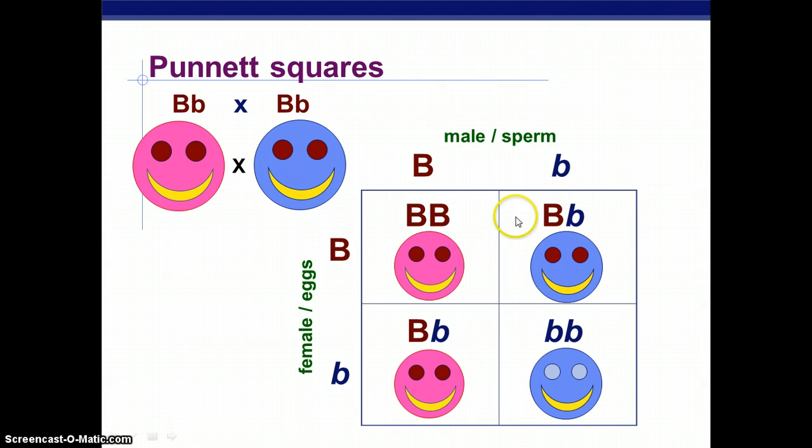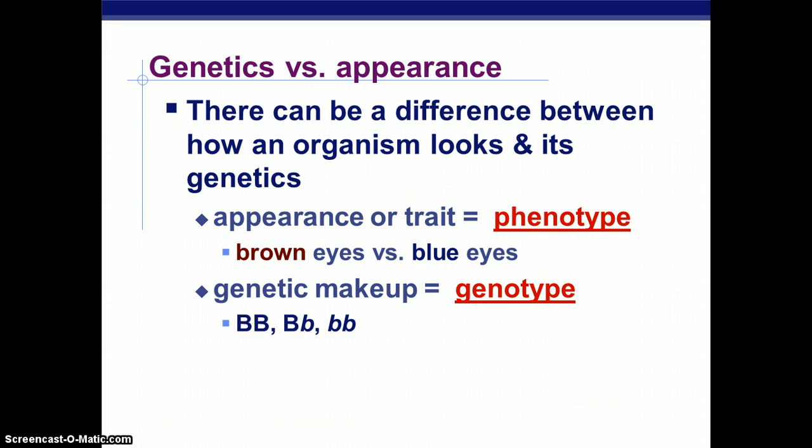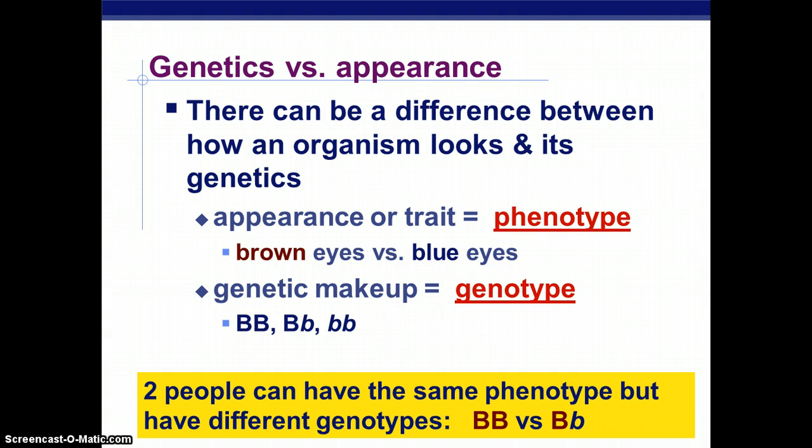Now, here we're talking about genotypes, while the smiley faces that popped up will demonstrate phenotypes. So 3 out of the 4 children had brown eyes, while 1 out of the 4 had blue. There can be a difference between how an organism looks and its genetics. So this is the phenotype, or how the trait is actually seen. A genotype is the actual genetic makeup. What do the alleles actually say? The 2 people can have the same phenotype, but have 2 different genotypes.